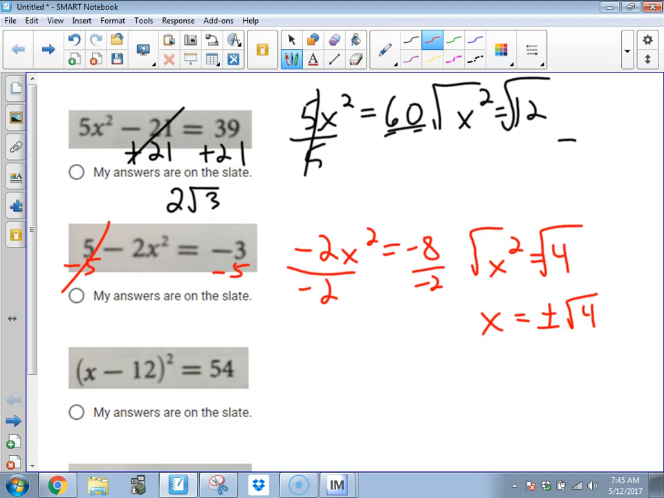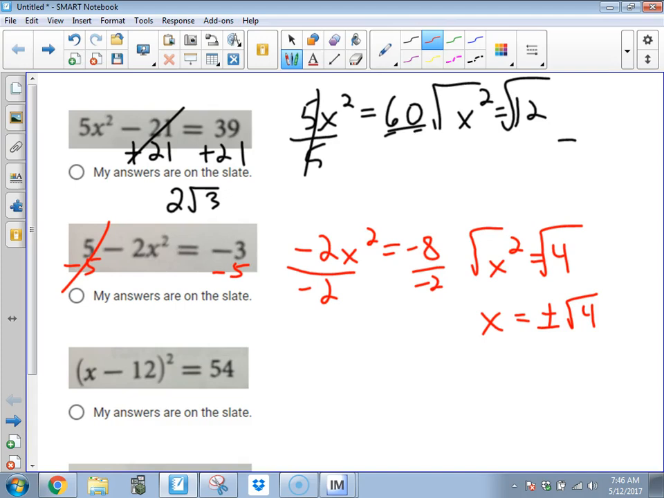Now, hold on a second. Can you take the square root of 4? In other words, is there a number that if you multiply by itself, you get 4? 2. So this is a situation where only 2 boxes are going to show up.